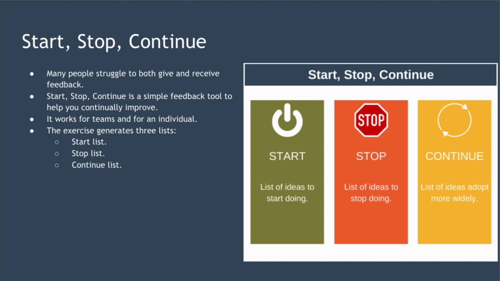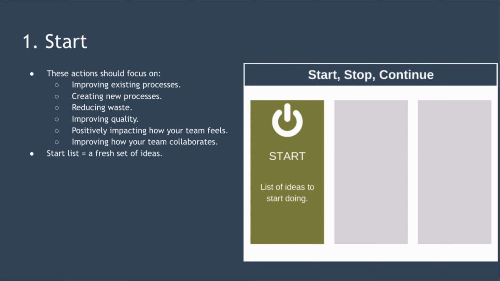So first we have a start list. These are ideas that you don't currently do, but that it would be good to start doing. Second, we have a stop list. These are things that you're currently doing, but you should stop doing because they're not adding any value. And finally, we have a continue list, things that have been working well and should be adopted as part of your team's core activities. So let's jump in and look at each category in a little more detail.